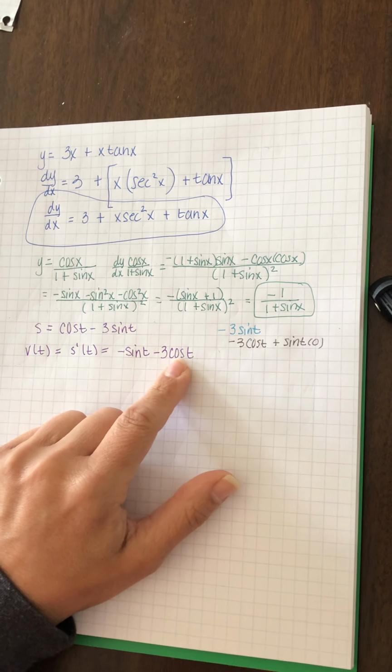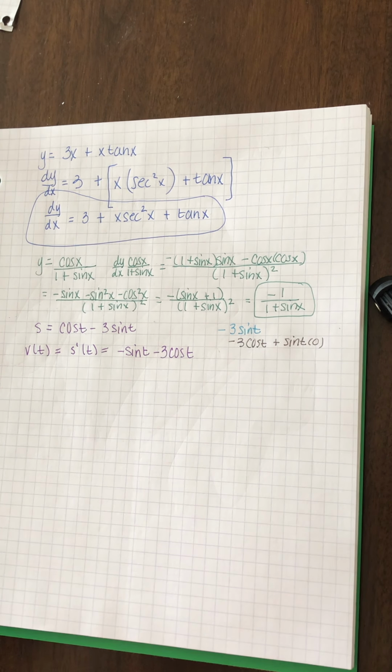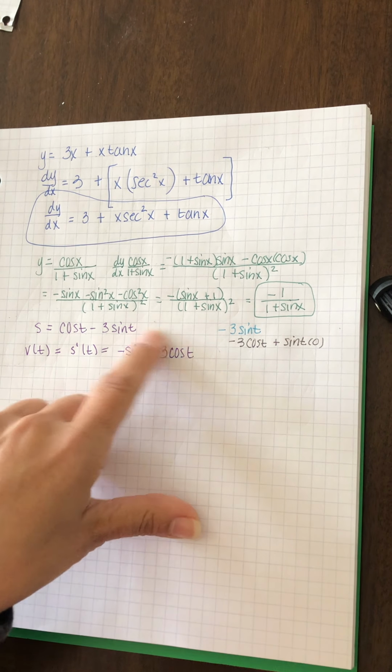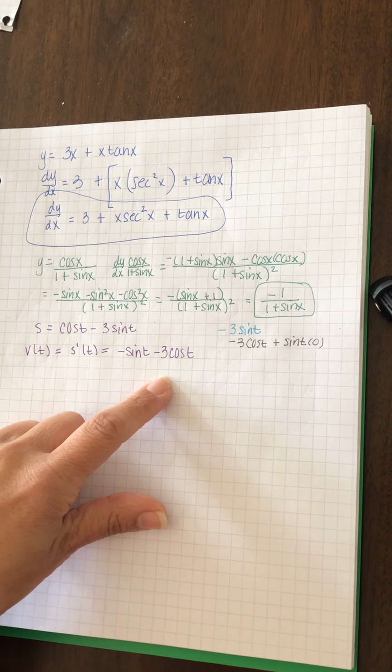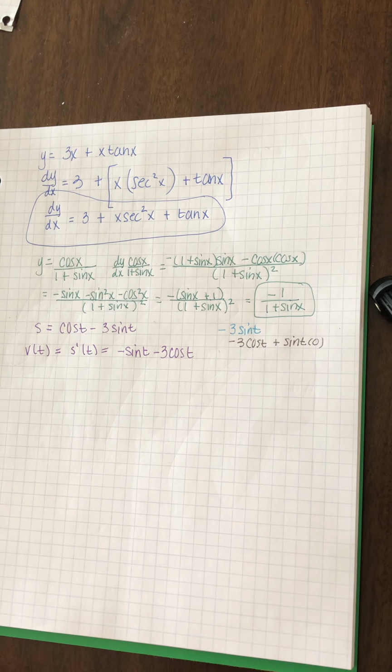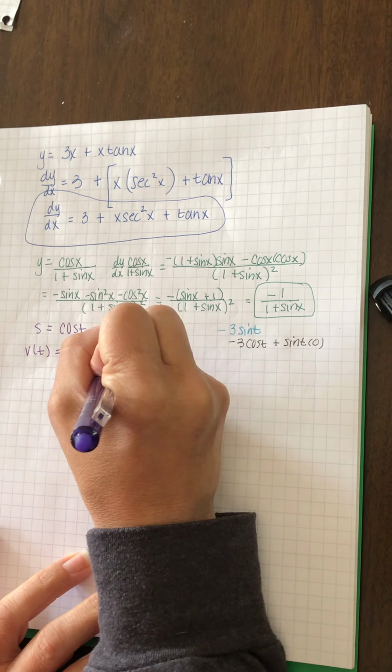So this is a function. Cosine is a function. X is a variable. So you can't just say that the derivative of -3 sine is -3. Okay, so it's -3 cosine. All right, well, there's my velocity function. That's it. Done.